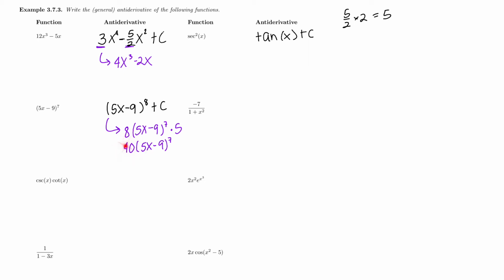So this would give you 40(5x minus 9) to the 7th. We don't want it to be a 40, we want it to be a 1. So in order for this 40 to not be there, we would have to have a 1 over 40 in front. Because otherwise, when you take the derivative, you're going to get that 40 in front there. So to undo that, we would have 1 over 40.